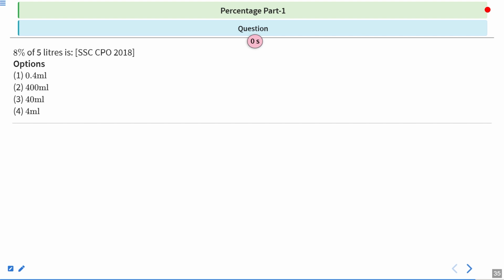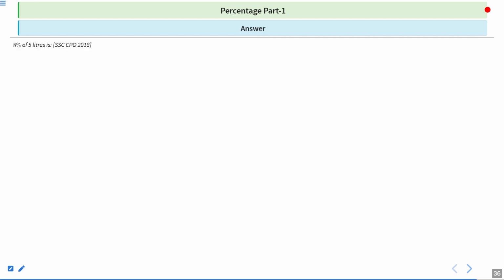Now time's up. Let's see the solution of this question. This is a very basic question of percentage, which was asked in the SSC CPO exam 2018. The question says 8% of 5 liter. We can convert liter into milliliter because the options are in milliliter. So the correct answer of this question is the second, which is 400 ml.